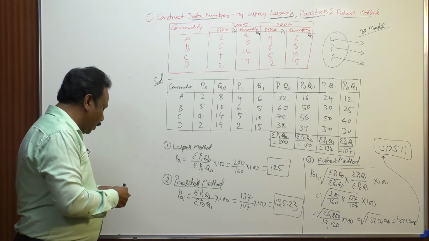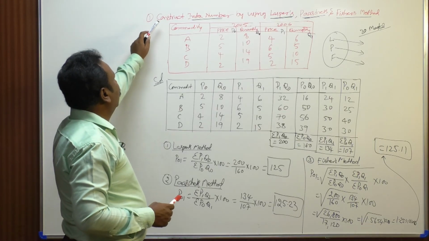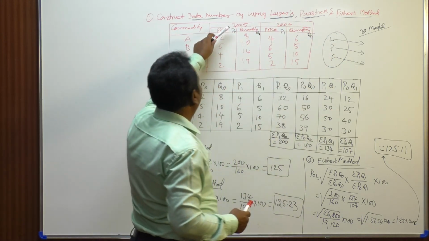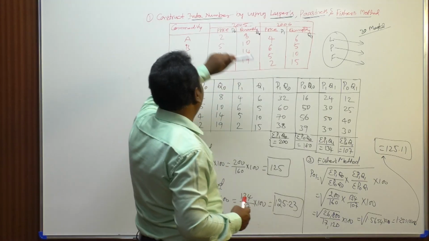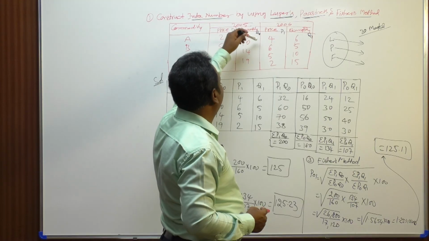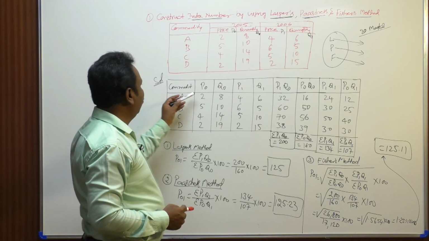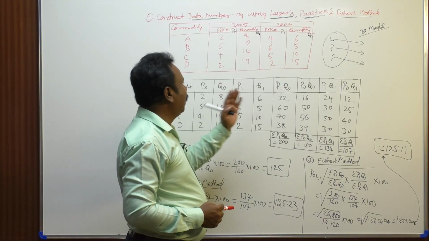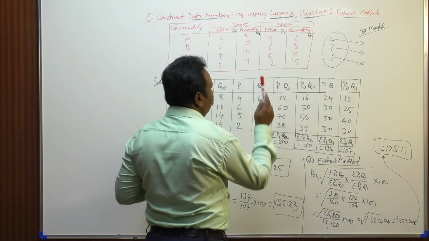So this is the Fisher index method. Construct the index number using Laspeyres', Paasche's and the Fisher index method. The commodity price data for the 2005 base year is given, and the current year data is given: base year price, base year quantity, current year price, current year quantity. So P0 Q0 is the base data, P1 Q1 is the current year data. Now calculate according to the requirement of Paasche's method, P1 Q0.